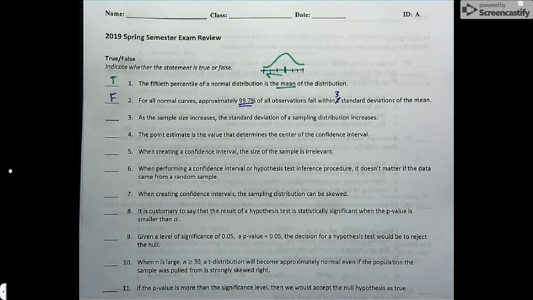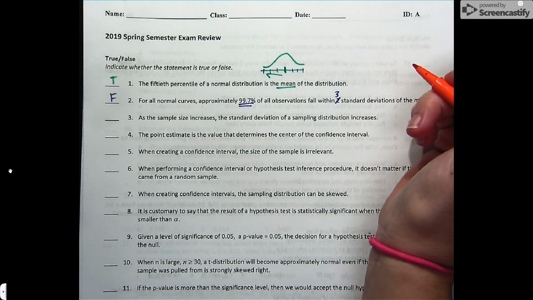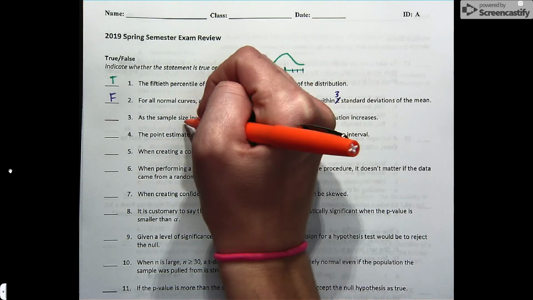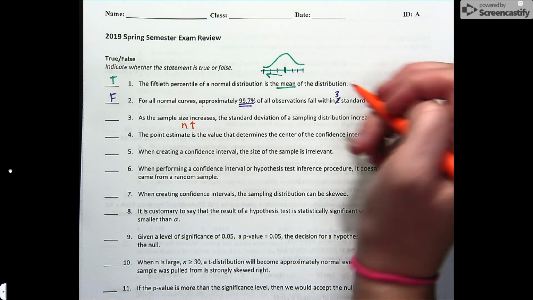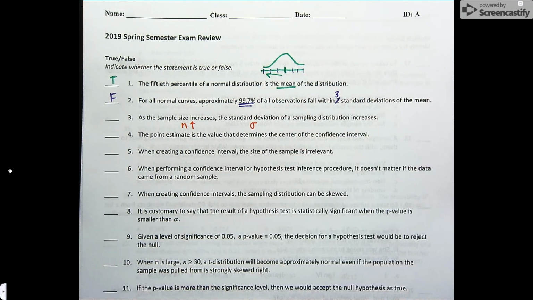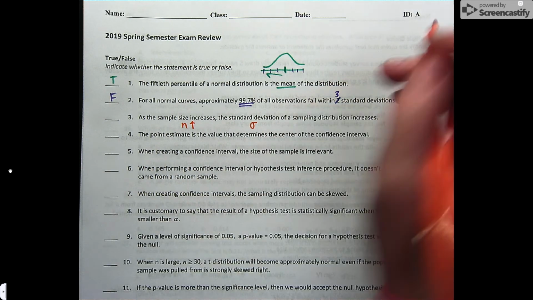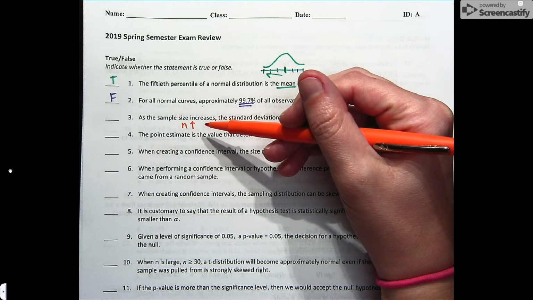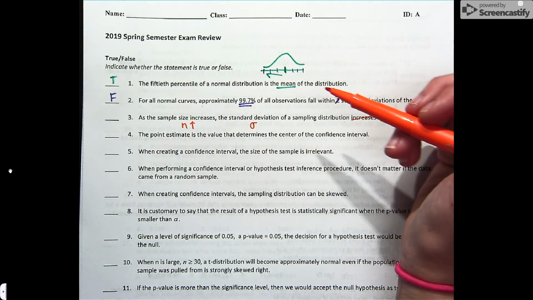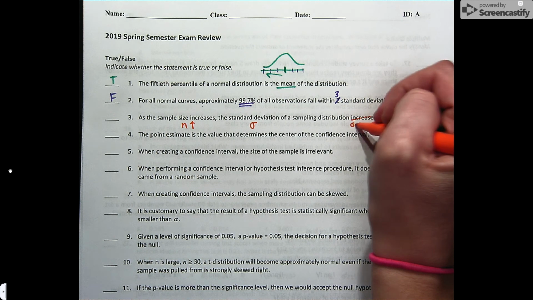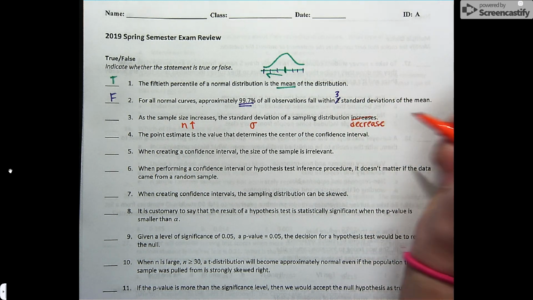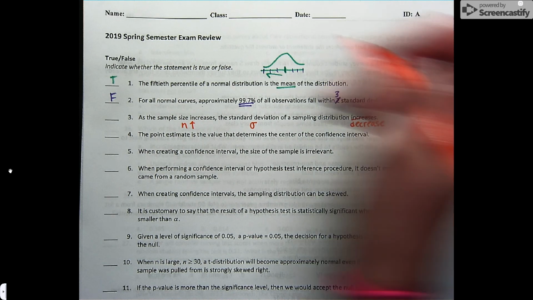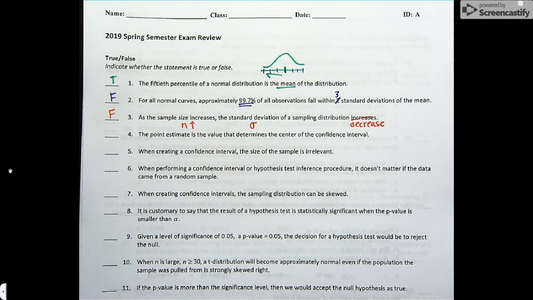Number 3, as the sample size increases, the standard deviation of the sampling distribution increases. So remember, as sample size goes up and up and up, your standard deviation, which relates to the spread of the curve, is not going to increase. If we keep getting more and more data, then the standard deviation is going to decrease because you're going to become more concise around one value. That means it's going to make the graph more tall and skinny there. So that is also false.